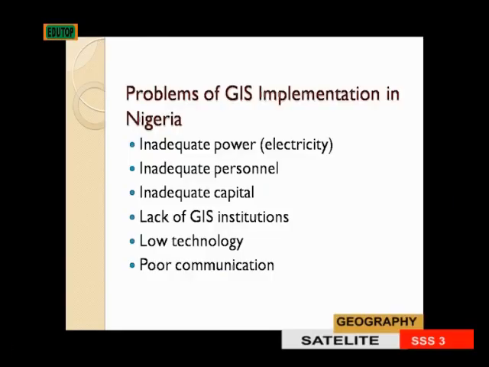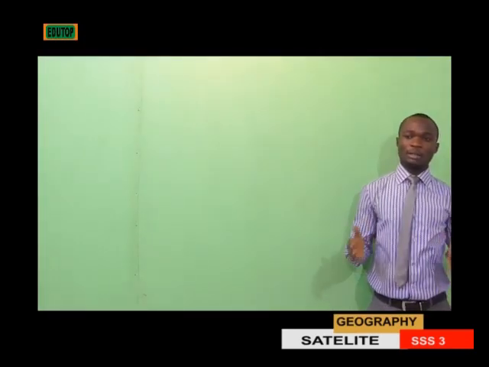There is also inadequate personnel. People trained with the knowledge to handle GIS issues are not readily available in Nigeria. This is a problem facing the implementation of GIS also in Nigeria.